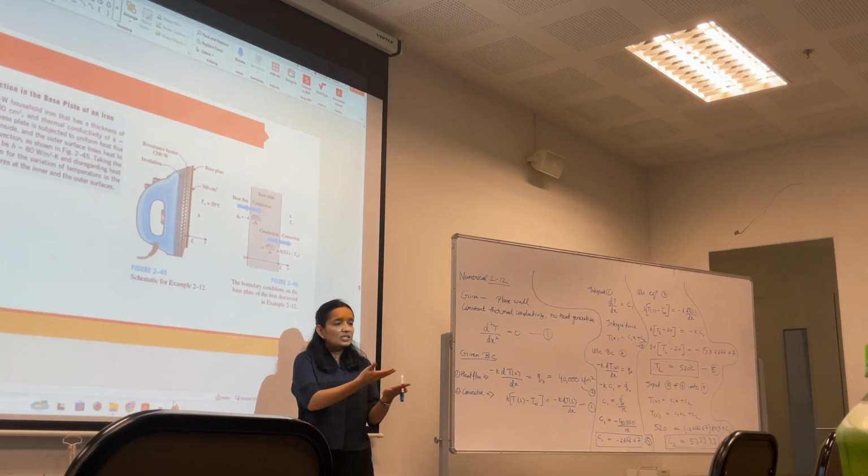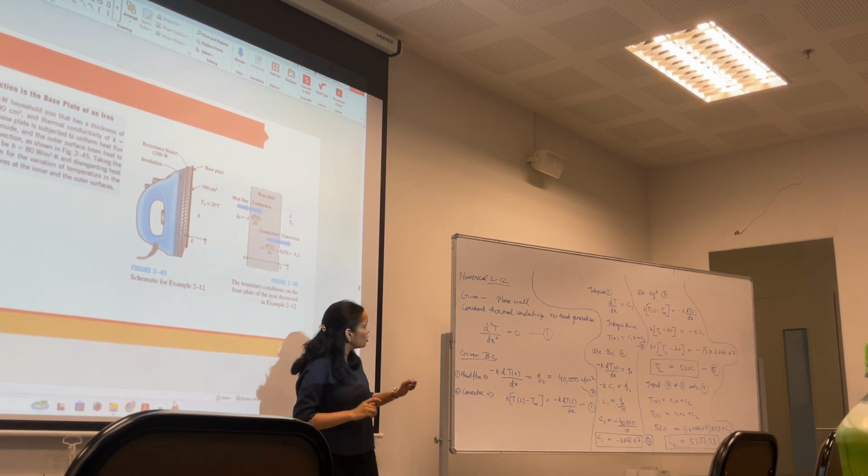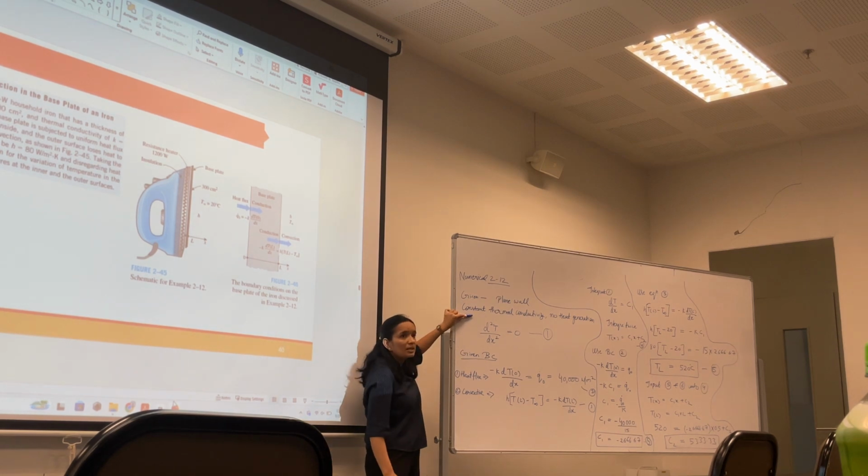So you go back and see in your notes for a plain wall where the thermal conductivity is constant, which formula should I use? Okay? So you use this formula, when the thermal conductivity is constant.